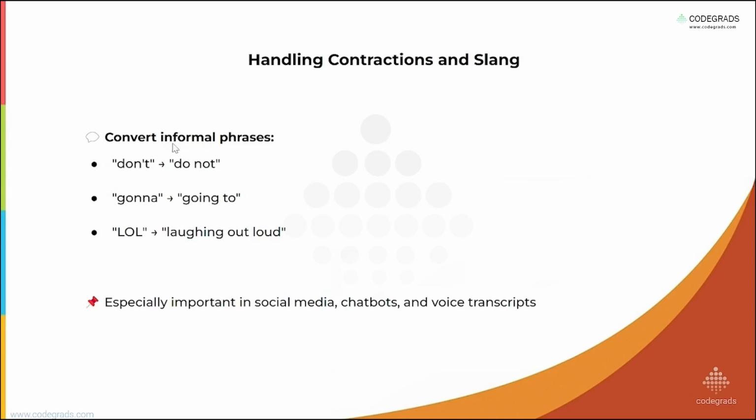Handling contractions and slang: convert informal phrases. For don't, we have to convert to do not. For gonna, we convert it into going to. And for lol, laughing out loud. This is especially important in social media, chatbots and voice transcripts. As we discussed earlier, in social media chat we generally use the short form of a word. These are contractions, and converting them into the original words is contraction mapping.